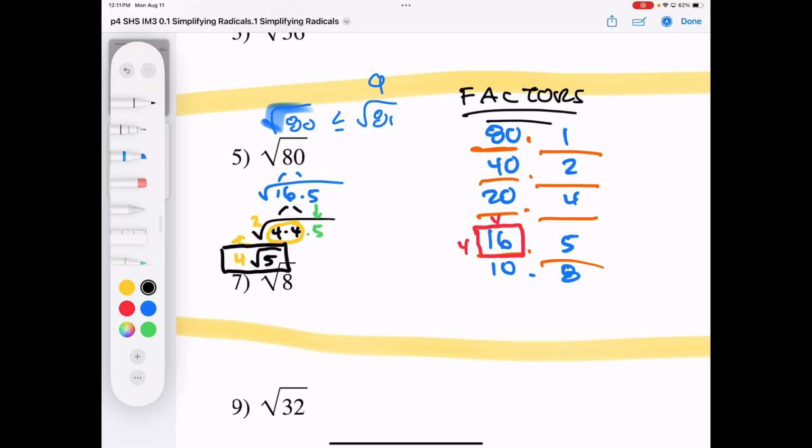4 radical 5 is called an exact answer. So if you put in your calculator, square root of 80, don't do that. It's going to come out like 8.97. That's bad. That tells me you don't know the math I just taught you. I want the exact answer.